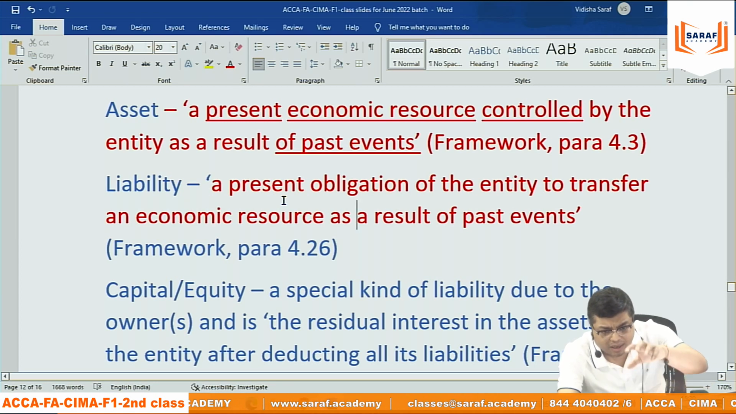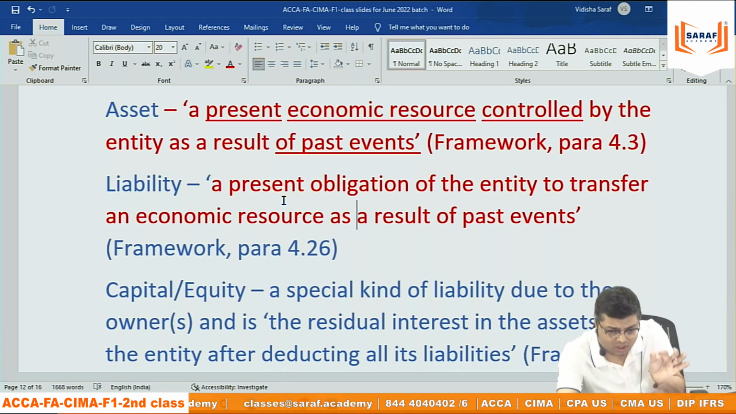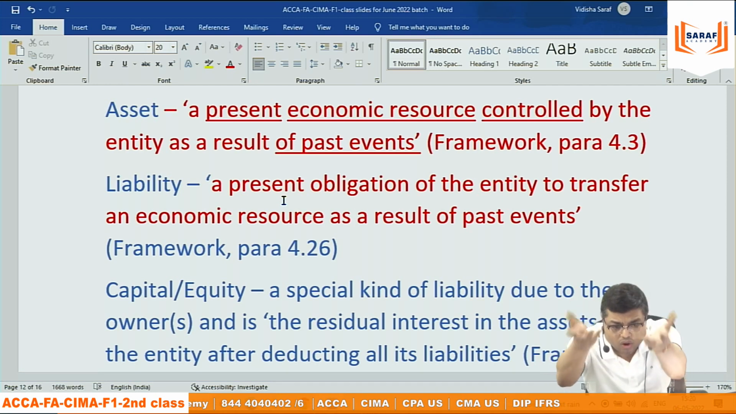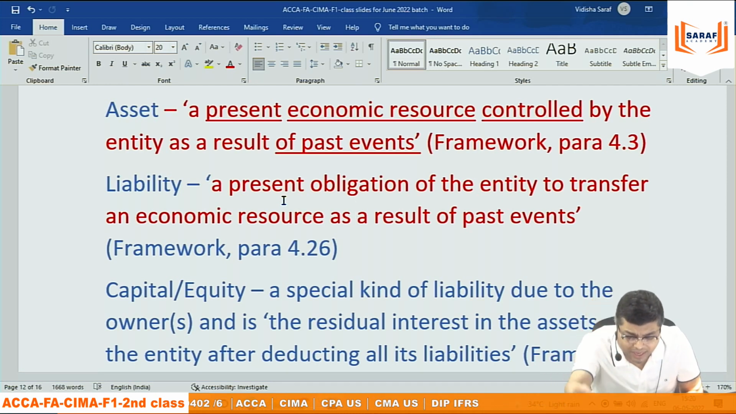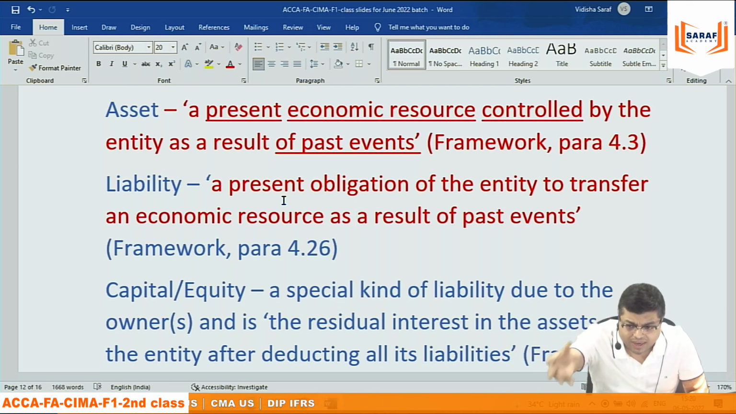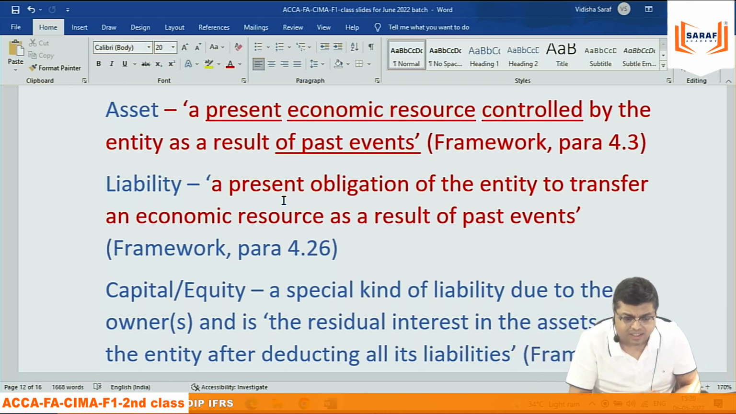I purchased a computer in the past, I have not yet paid the supplier. So it is a present obligation, meaning I need to pay. I need to give economic benefit. Payment I will be doing in cash or any other asset. Suppose I need to pay, and in place of giving cash, I am giving shares of Reliance Industries. That will work.